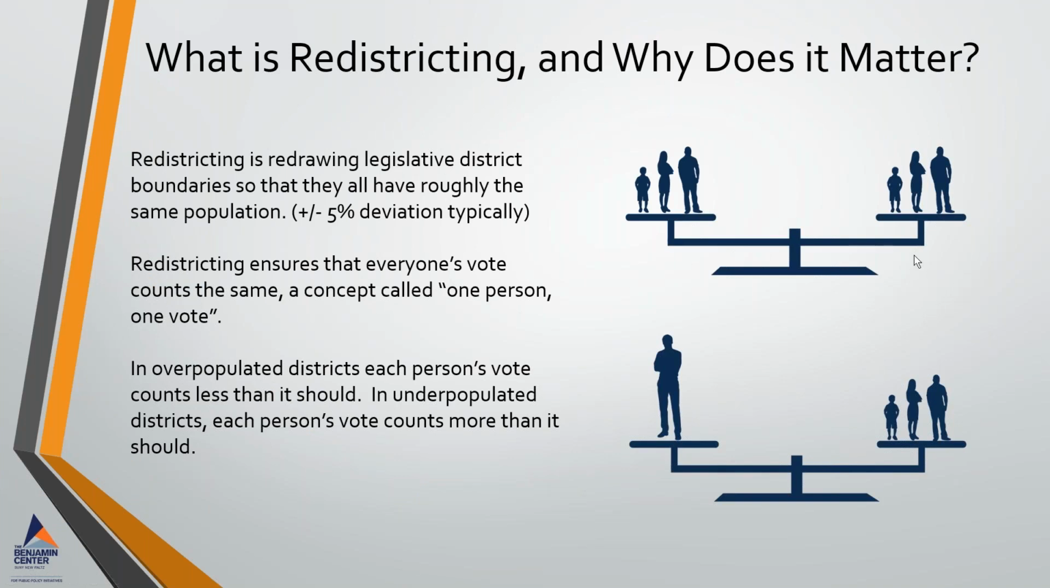Next slide. Okay, so what's redistricting? Redistricting is basically redrawing the district boundaries so they have roughly the same population at its base, conforming to the one person, one vote standard. In overpopulated districts, each person's vote counts less than it should. In underpopulated districts, each person's vote counts more than it should. And there's a legally accepted standard of how much inequality in population is acceptable.